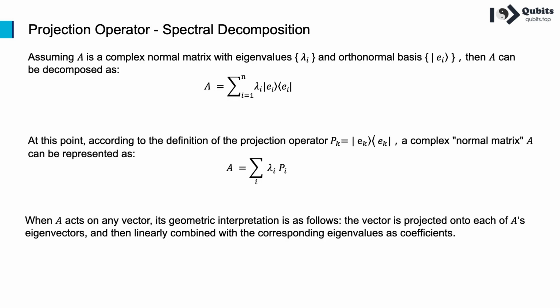Assuming A is a normal matrix with eigenvalues and corresponding eigenvectors, then A can be represented in spectral decomposition form with its eigenvalues and eigenvectors. Since A is a normal matrix with a set of orthonormal eigenvectors, it can be easily proven that the formula holds true by using the completeness equation. When A acts on any vector, its geometric interpretation is as follows: the vector is projected onto each of A's eigenvectors, and then linearly combined with the corresponding eigenvalues as coefficients.